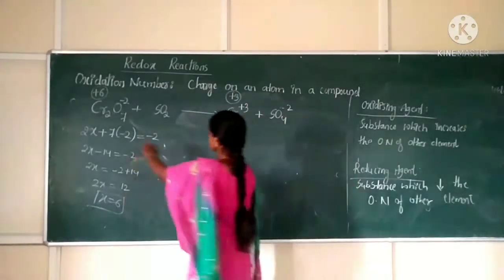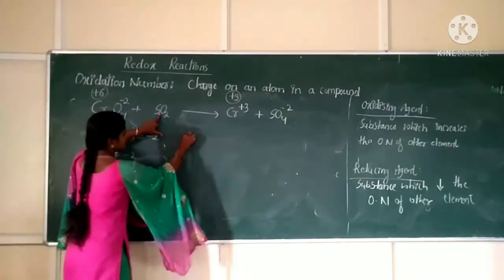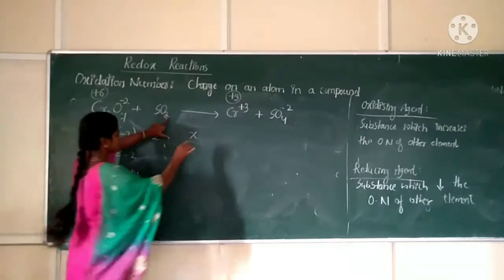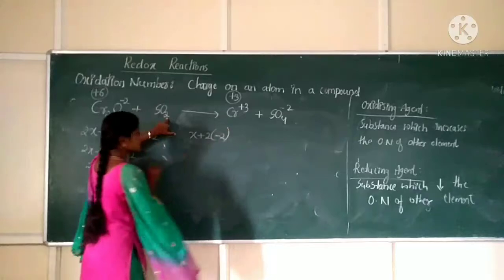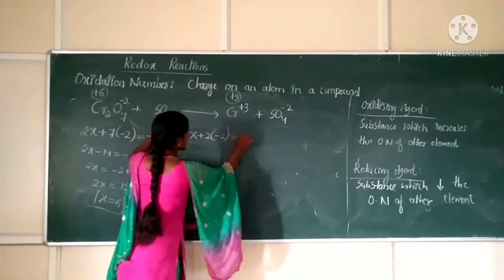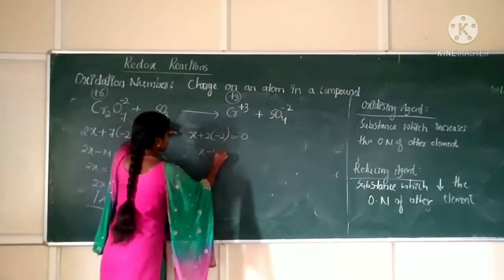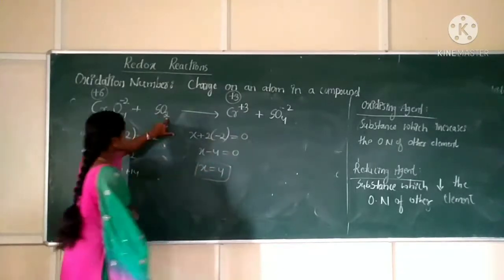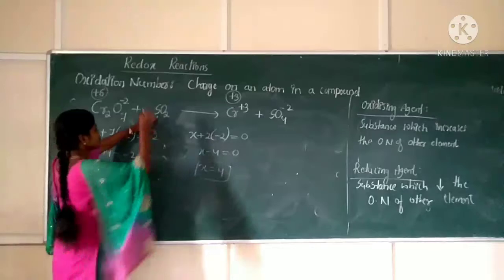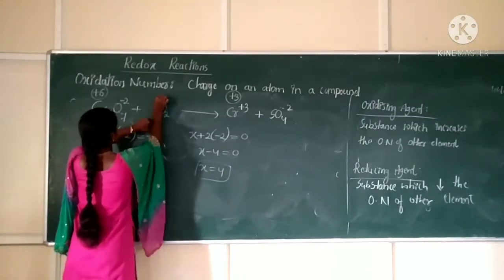Next, find the oxidation number of sulfur here. Sulfur, take it as x, plus 2 oxygens. Oxygen oxidation state is minus 2, and the total is equal to 0. x minus 4 equals 0. So x equals 4. What is the oxidation state of sulfur here? Plus 4.